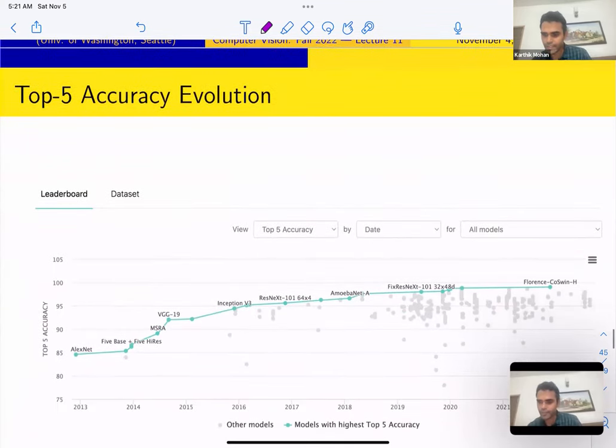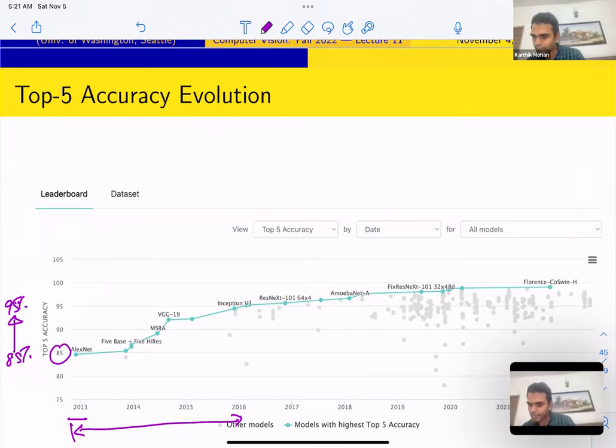And if you look at top five, like we said, the top five accuracy is always better than the top one accuracy. Even for AlexNet, top one was 65%, and at top five it starts at 85%, because you always get a higher value on that metric. So you started at 85% in 2013. I think most of the evolution happened early for the top five, because in 2016, Inception V3 is giving us 95%. You're already there in 2016. But from there, through Florence here at 99%, there's still been improvement from 95 to 99%. That's an improvement. And again, you see Inception ResNeXt, and there's some other model called Florence Go Swim H.